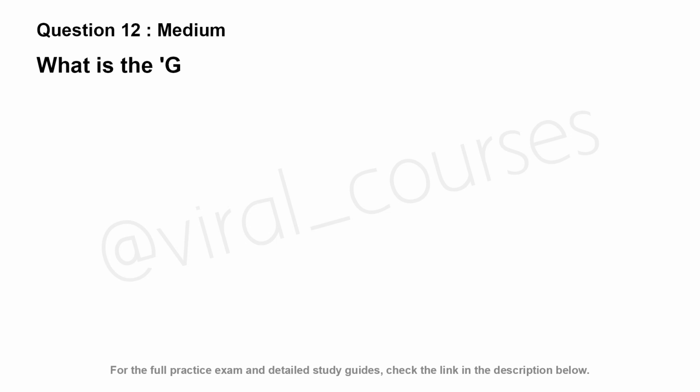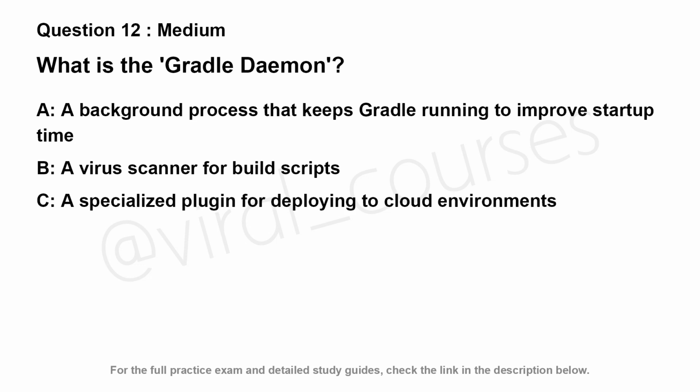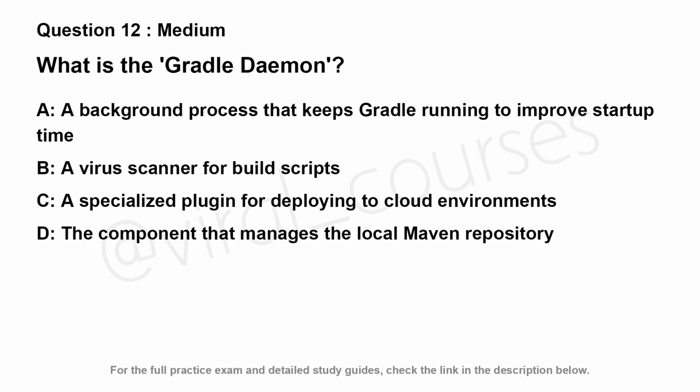What is the Gradle daemon? Option A. A background process that keeps Gradle running to improve startup time. Option B. A virus scanner for build scripts. Option C. A specialized plugin for deploying to cloud environments. Option D. The component that manages the local Maven repository.